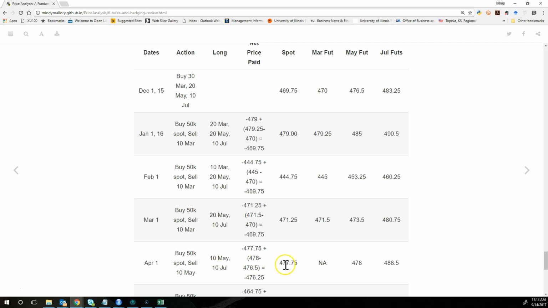And he has to pay $477.75 in the spot market for those 50,000 bushels. He bought the May contract for $476.50. We see that here. And he sold the May futures for $478. We see that here. And so he gets minus $476.25 is what he had to pay as a net price. Now notice that's not $469.75 anymore. That's $476.50. And at first you may think, oh, maybe we made a mistake. But we did not make a mistake, actually.